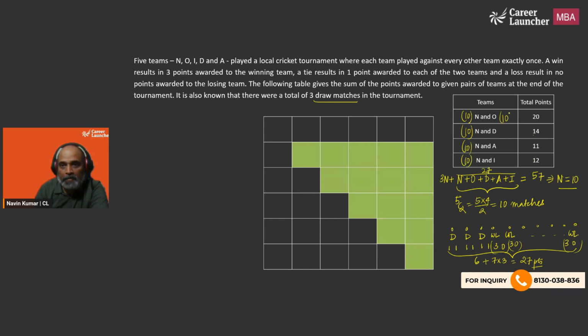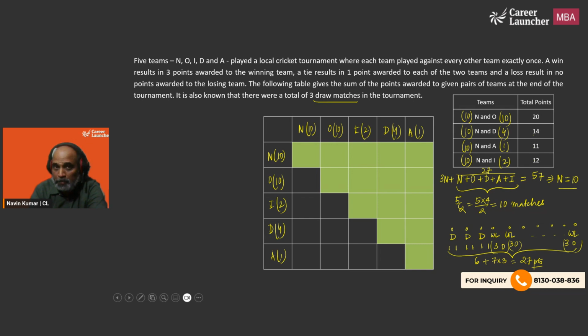So O will get the remaining 10, D will get 4, A will get 1, while I will get 2. Okay, so let's fill this up. N gets 10 points. O gets 10 points. I gets 2 points. I'm using Noida, so it's going to be easier for me to keep track of things. D gets 4 points, Team D earned 4 points. And finally, A earned 1 point.